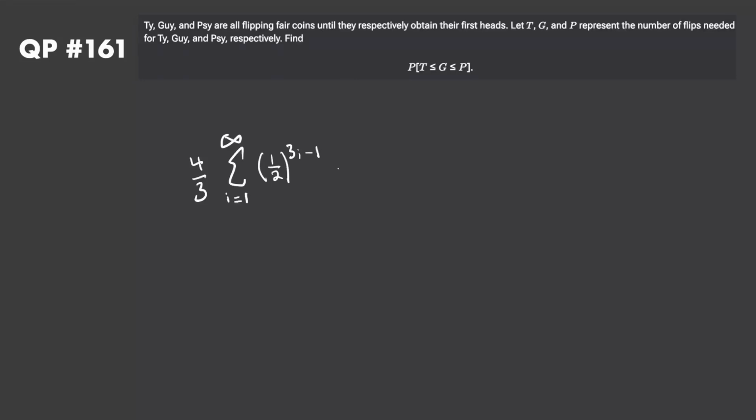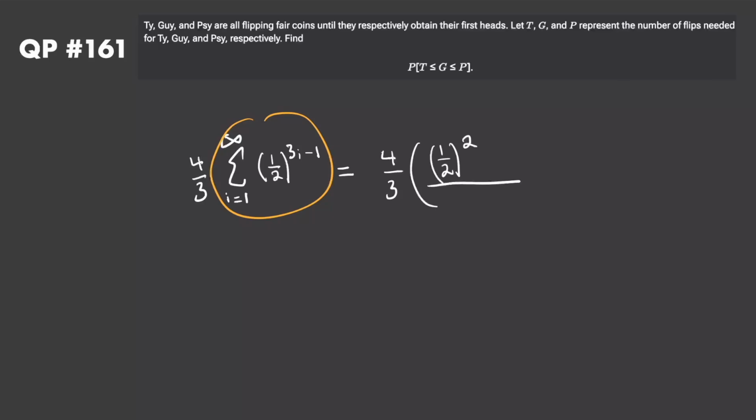And now we know how to evaluate this. Again, it's another application of QP64, the geometric series formula. We have this 4/3 out front. And then to evaluate this sum, we take our first term, which is when we plug in I equals 1. When we plug in I equals 1 into that equation, we get 1/2 to the power of 3 minus 1, so 1/2 squared, right? And then we divide that by 1 minus our common factor. In this case, our common factor is going to be 1/2 to the power of 3, because every time we iterate, we're multiplying by 1/2 to the power of 3.